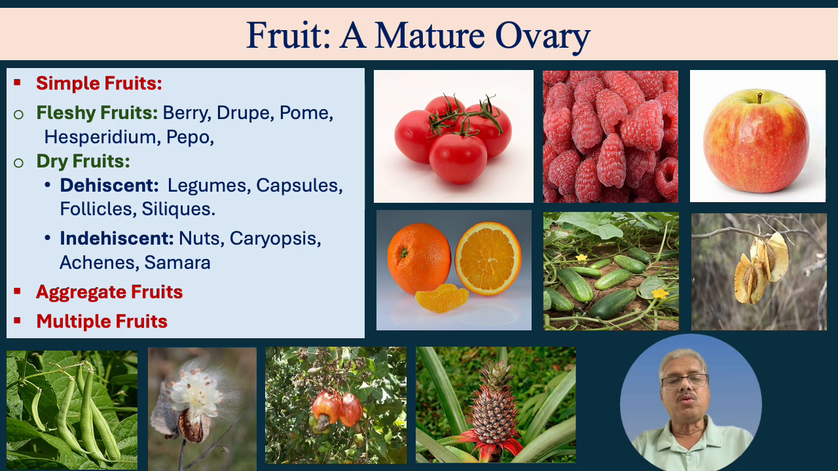The aggregate fruits are formed from the multiple ovaries of a single flower; strawberries and raspberries are the classical examples. Finally, multiple fruits develop from the ovaries of numerous flowers clustered together. Pineapple, figs, and mulberries exemplify this type.